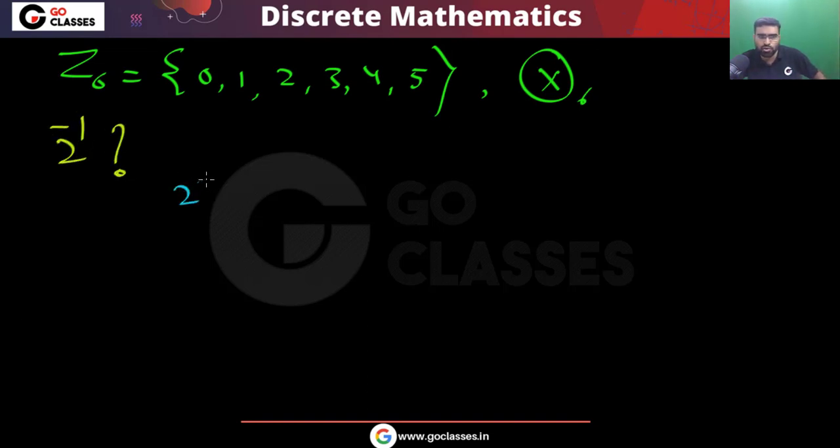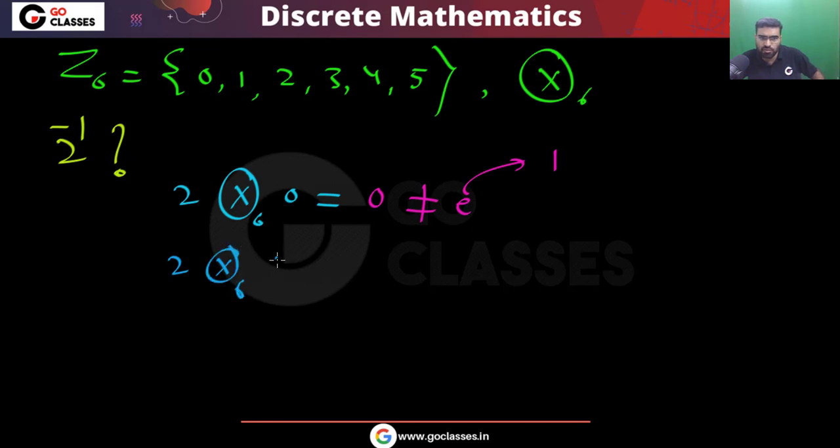So let's see. First of all, you can see 2 inverse is not 0. Why is 2 inverse not 0? Because if you do this, then this will not be the identity element. 2 multiplication modulo 6, 0, that will be equal to 0. That is not the identity element. Identity element is 1. Similarly, 2 inverse is not 1, because if you do 2 multiplication modulo 6, 1, then that will be 2. And that is again not equal to the identity element.